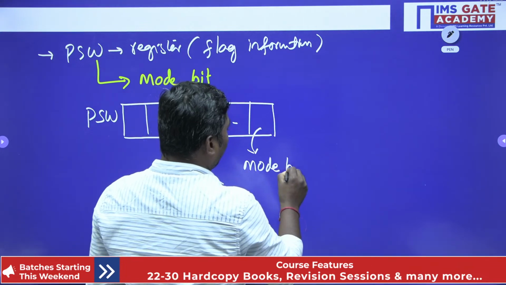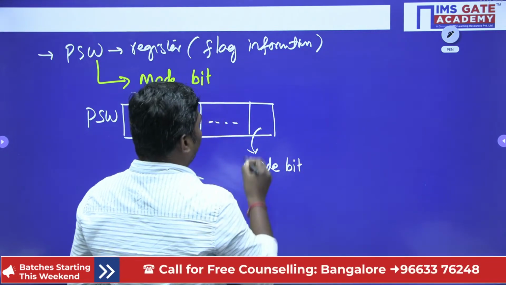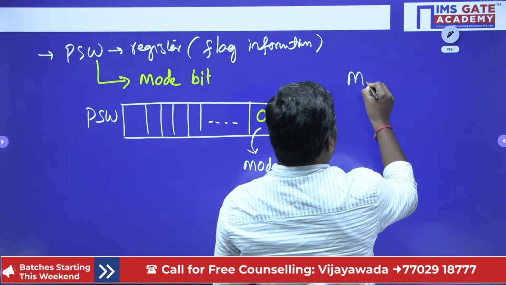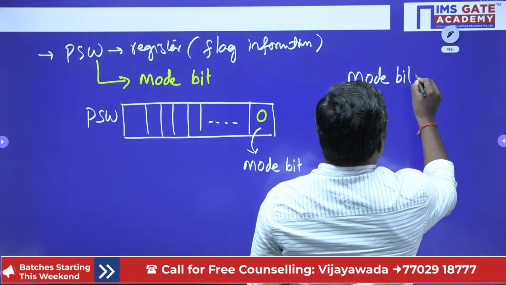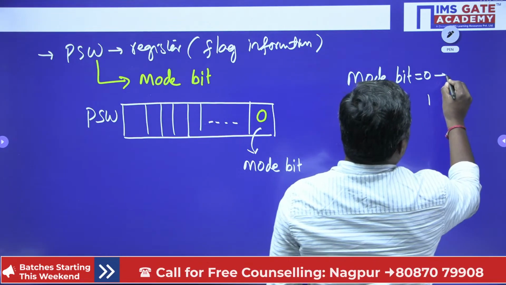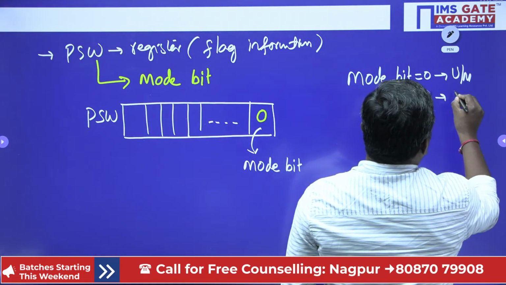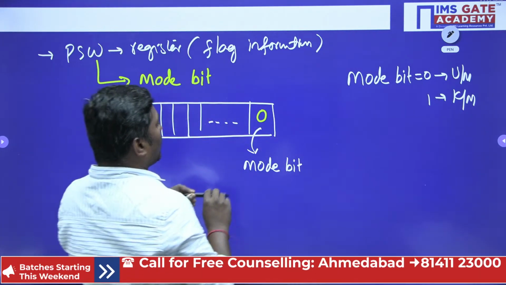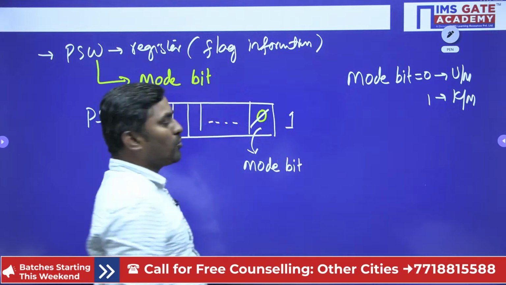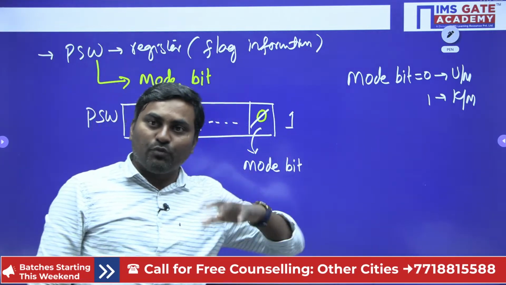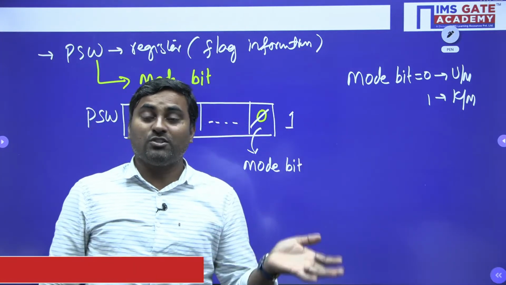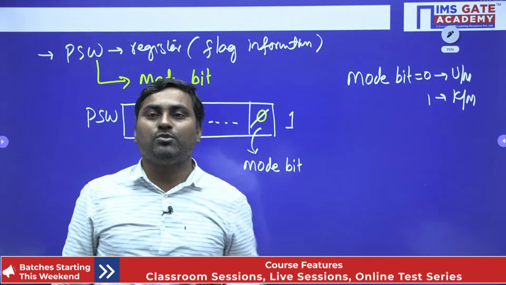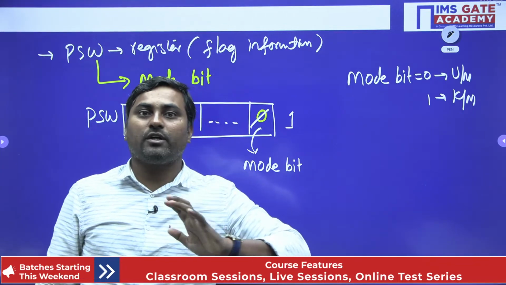The mode bit indicates the CPU mode, 0 or 1. 0 indicates user mode and 1 indicates kernel mode. Currently it is 0, and you have to modify it to 1. That means you shifted from user mode to kernel mode. Now the CPU executes in kernel mode without preemption, in protected mode.